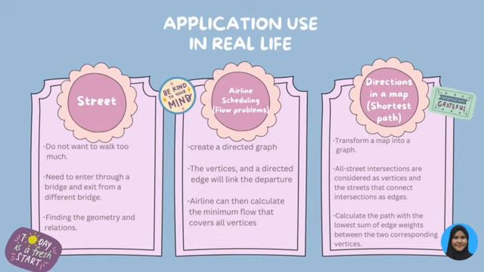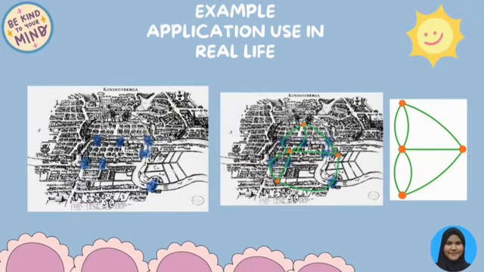Next, direction in a map, shortest path. You can transform a map into a graph, so all street intersections are considered as vertices, and the streets that connect intersections as edges. And you can calculate the path, or the website will calculate the path with the lowest sum of edge widths between the two corresponding points. Okay, this is example application used in real life, which is street.